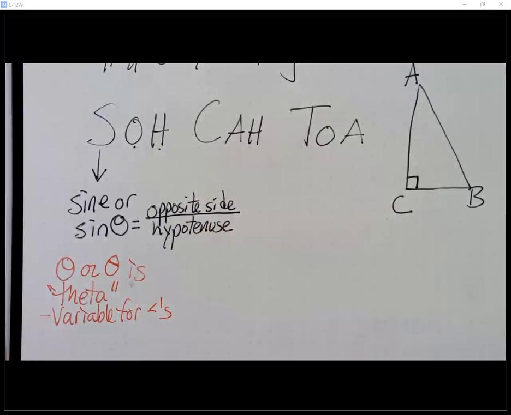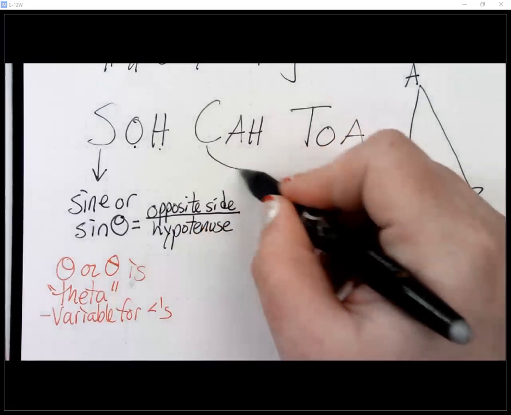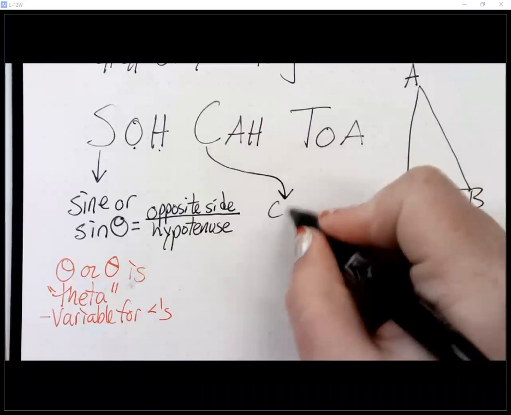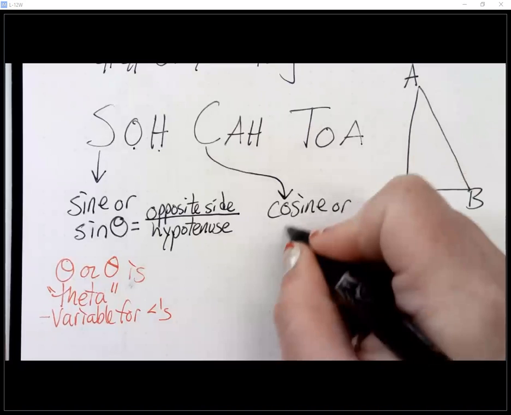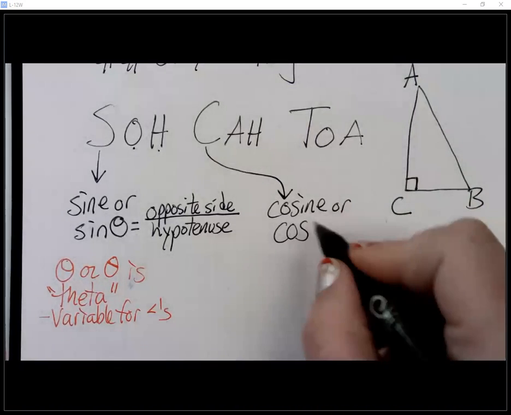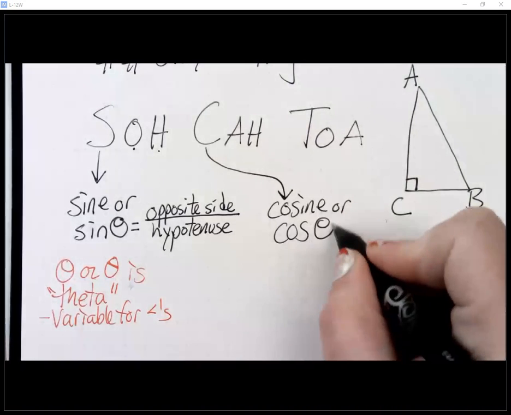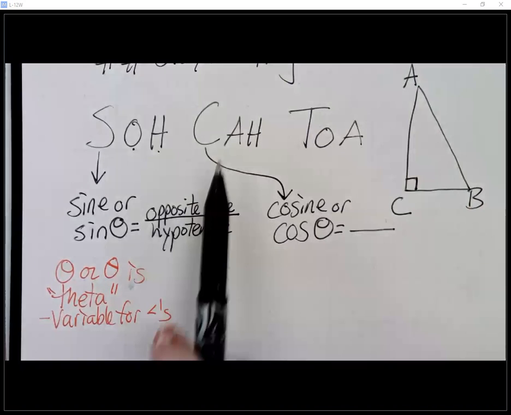Ka, my middle chunk of the word. So the C already stands for cosine, as we said. Cosine, or COS, that's our abbreviation for cosine. So again, cosine of some angle is going to be equal to A over H.